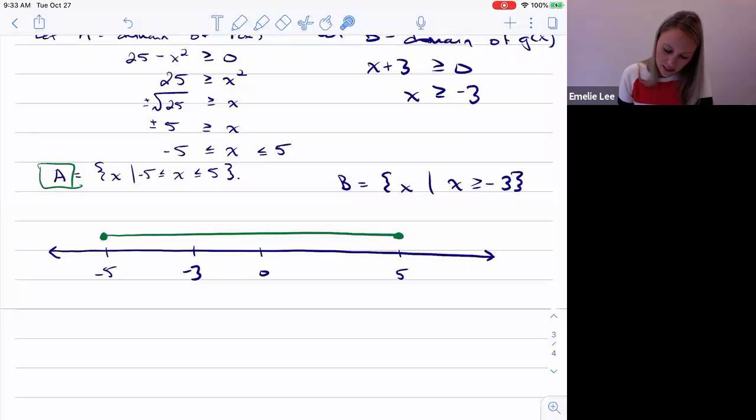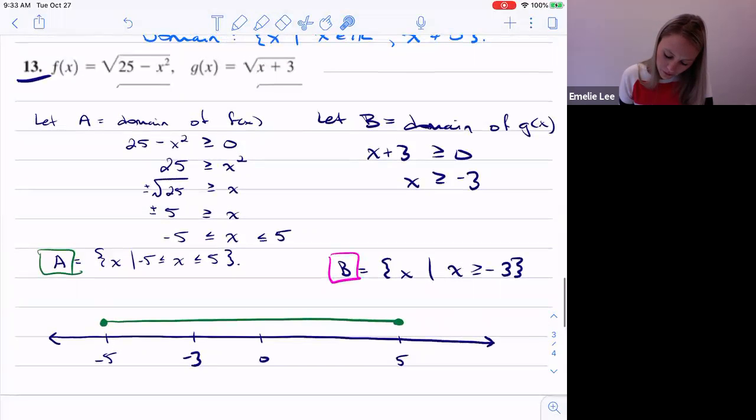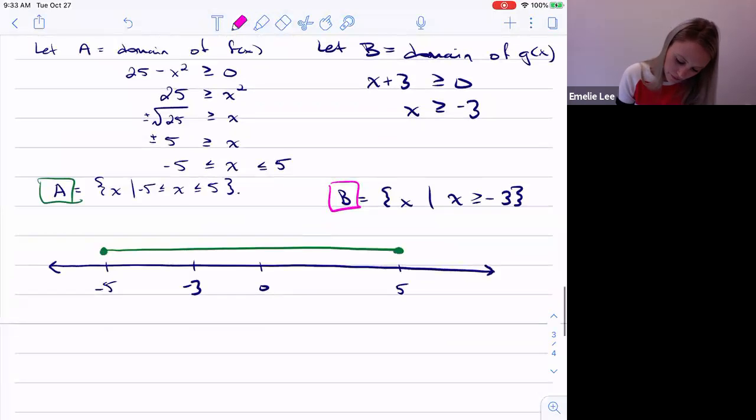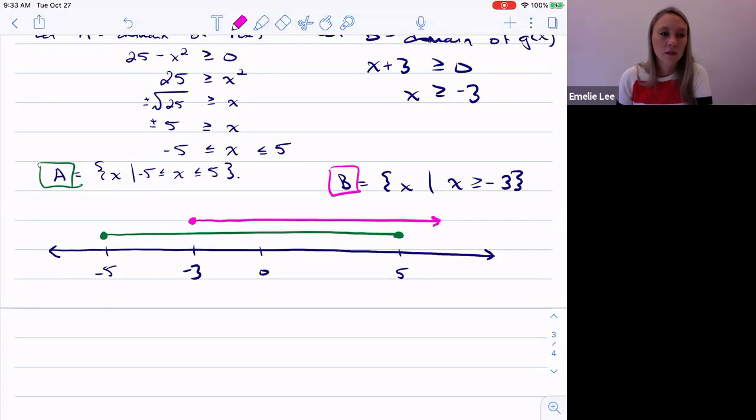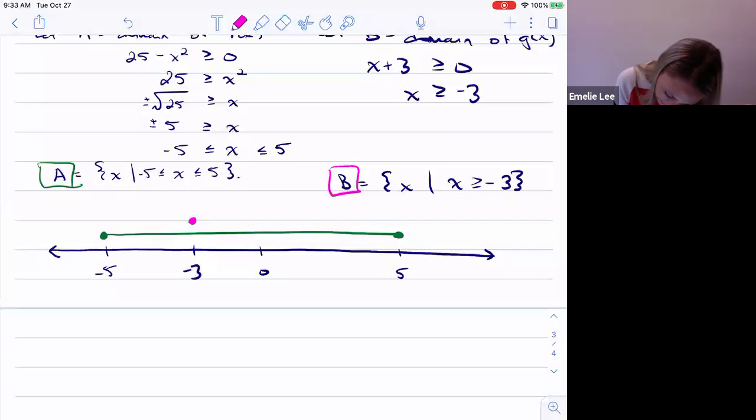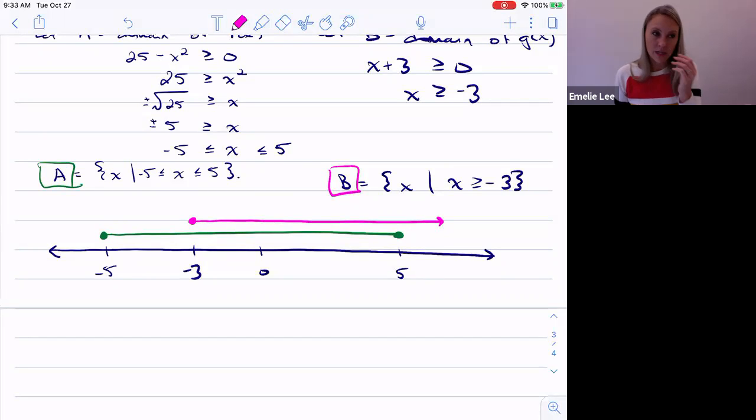And then for B, I'll use pink for B. X can be anything as long as X is greater than or equal to -3. Sorry, -3. So here it can be equal to -3, but it has to be greater than -3. So that keeps going. In fact, I'll make it clearer. There. So now, these are all closed dots, right? So that's something that we need to keep in mind.